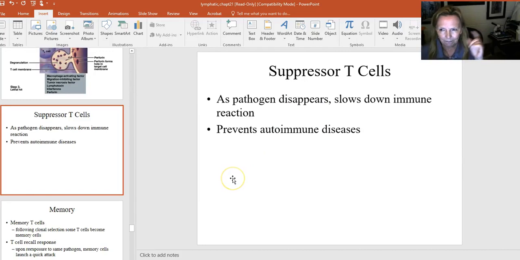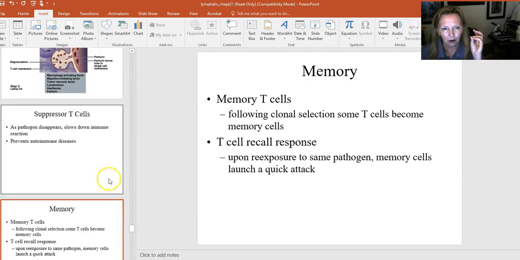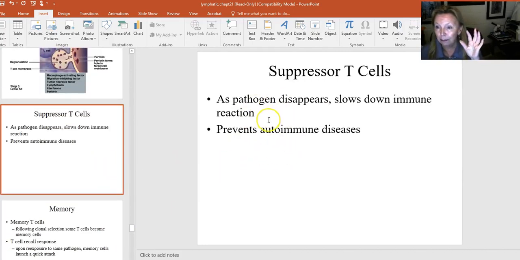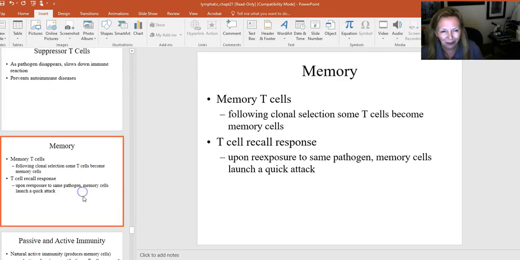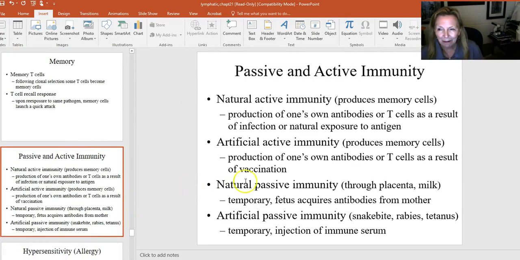Now, I had talked about suppressor Ts too, and their role in helping to prevent autoimmune disease, because suppressor Ts are limiting the collateral damage that occurs when all this combat is happening in the body. So please know that as well. And we do have memory.